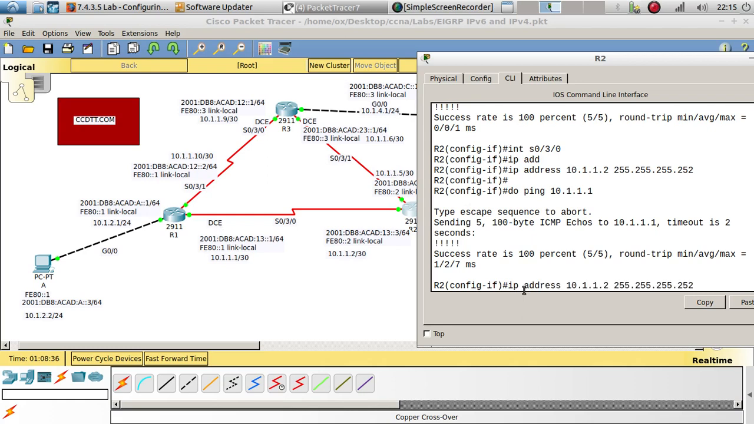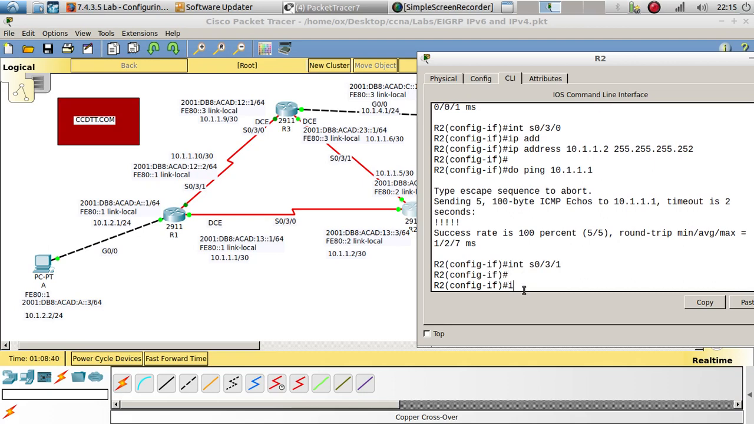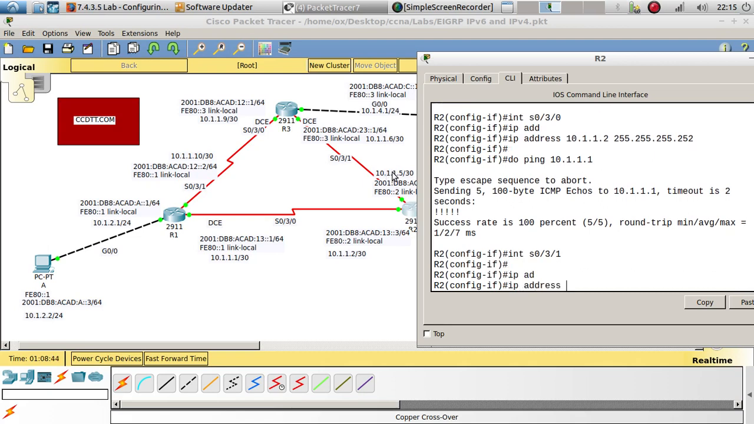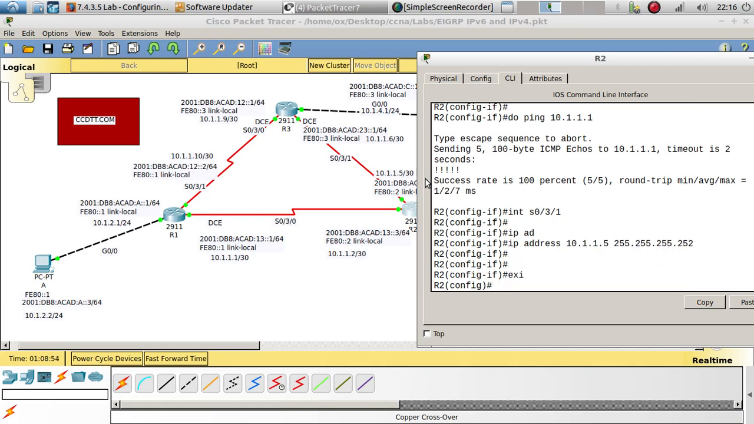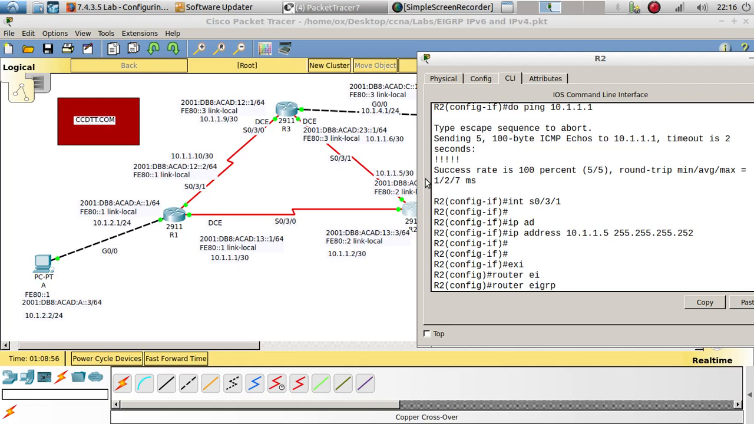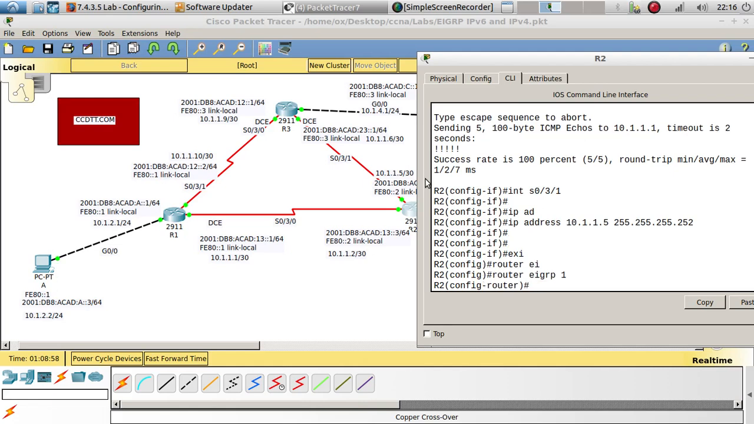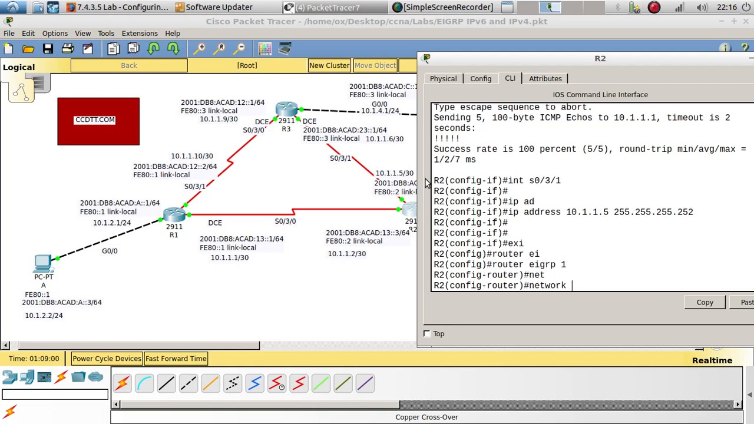And let's go ahead and configure the other interface, which is this one. And just do an IP address, and it's going to be 10.1.1.5. So 10.1.1.5, 255.255.255.252. Okay. Now let's configure that router. EIGRP router ID of 1, and from here we need to add a couple of networks.